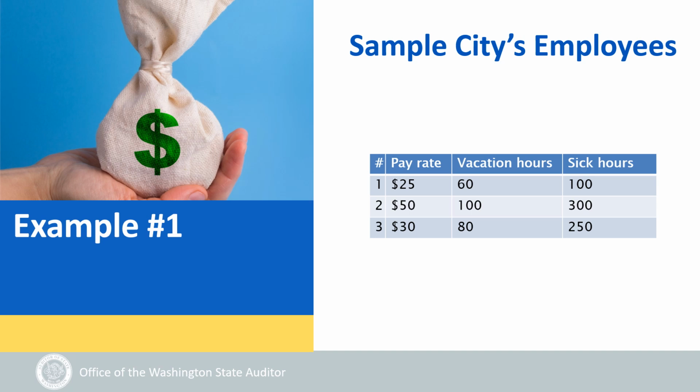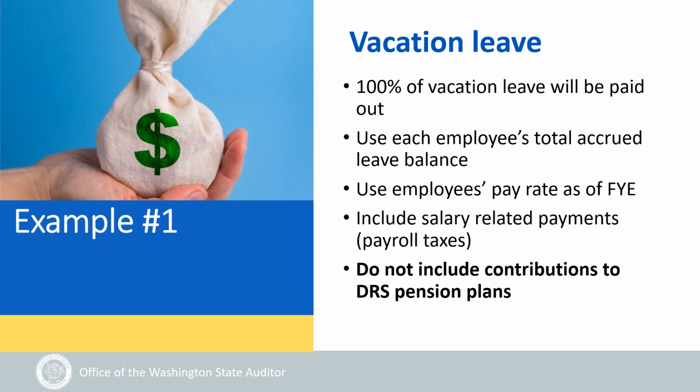Let's start with vacation leave first. From our policy, we know that 100% of the leave is allowed to be cashed out. That means regardless of whether the employee uses or cashes out the leave, the city will pay all of that vacation leave balance. That means we're going to include 100% of each employee's vacation hours in our calculation.